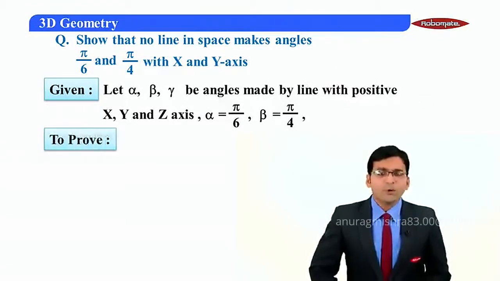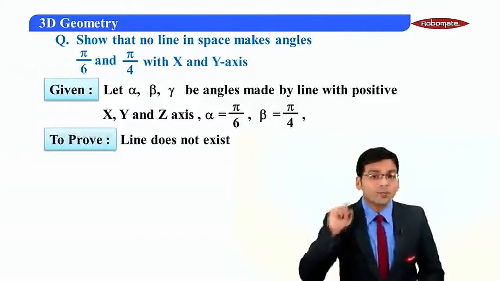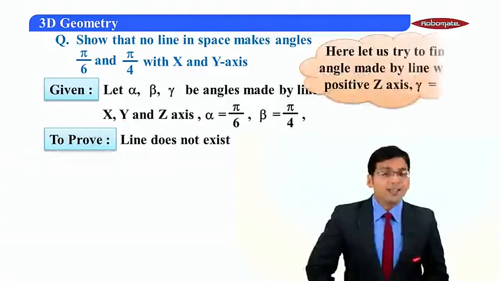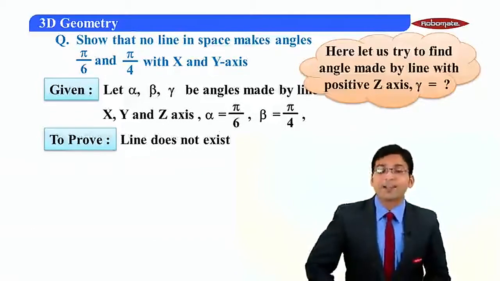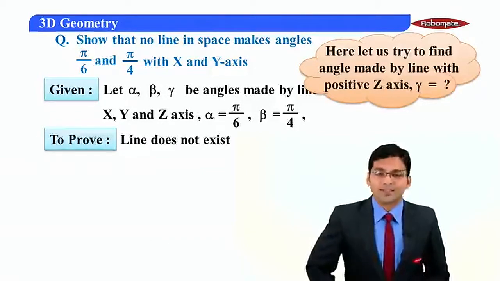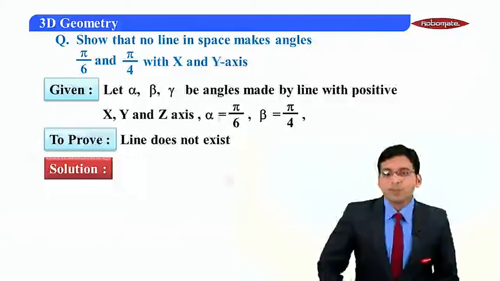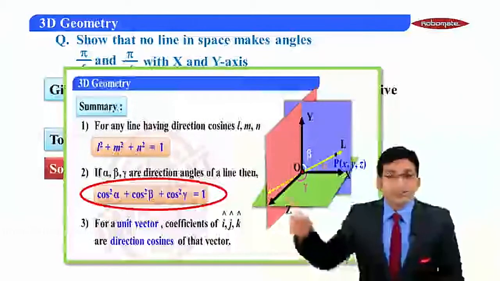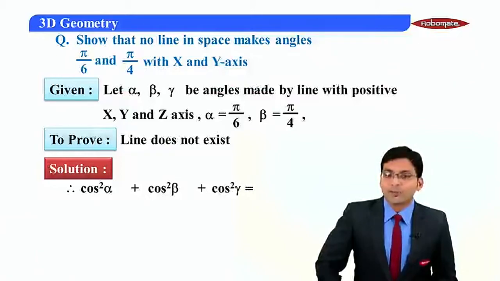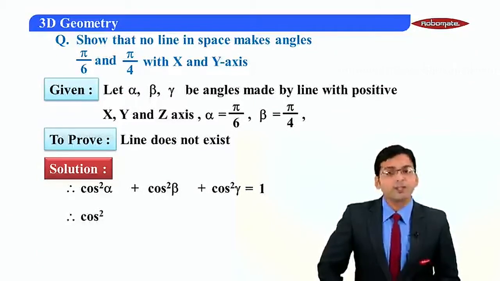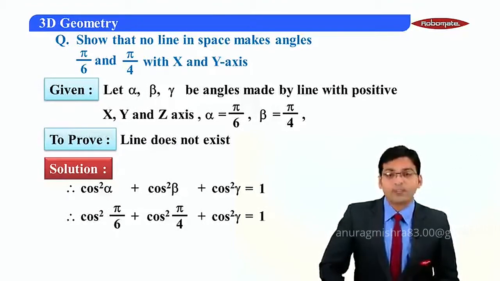Right students? Now what we need to prove? We need to prove that the line does not exist which makes these angles. Right? Line does not exist. To show line does not exist, let us try to find angle made by line with positive z axis. That is, with alpha and beta we will try to find out gamma. So in solution we say we have already studied relation between alpha, beta, gamma. That is, cos square alpha plus cos square beta plus cos square gamma is 1. This gives cos square pi by 6 plus cos square pi by 4 plus cos square gamma is 1.